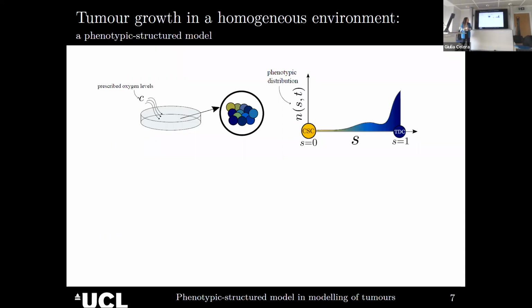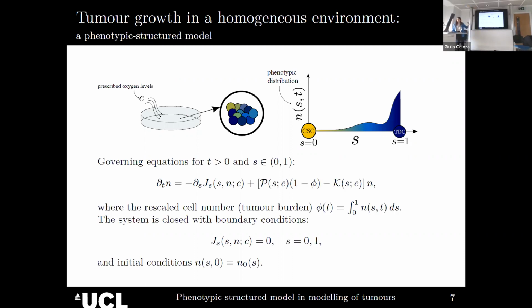So starting from an environmentally homogeneous setting, you can think about cells in a petri dish. It's more of an experimental setting where you can control the oxygen level cells experience. Our tumor is described by this phenotypic distribution that tells us at each moment in time how many cells have a certain phenotype S, where S is a continuous variable that goes from S equals 0, completely stem-like, very aggressive, to S equals 1, terminally differentiated cells, poorly aggressive. And our model describes how this phenotypic distribution evolves over time.